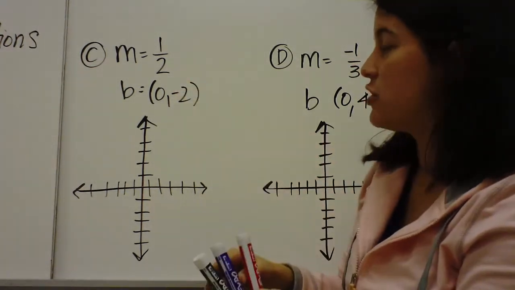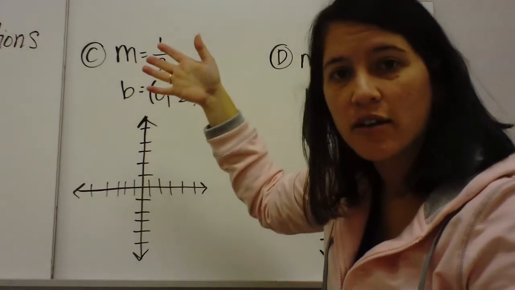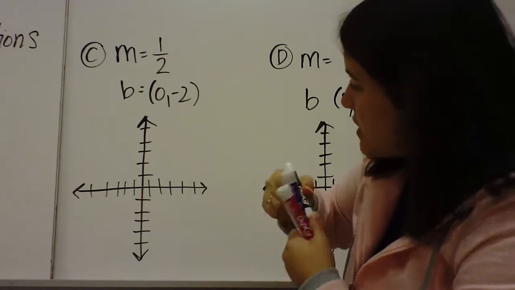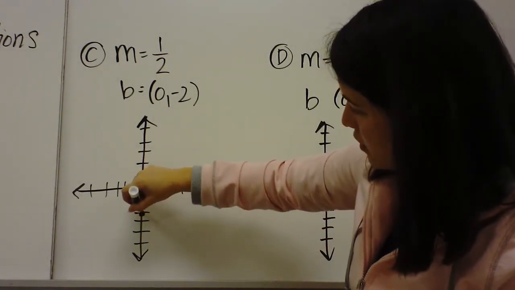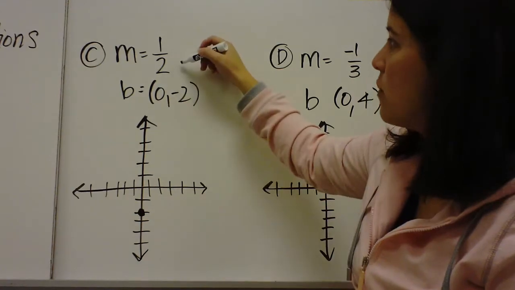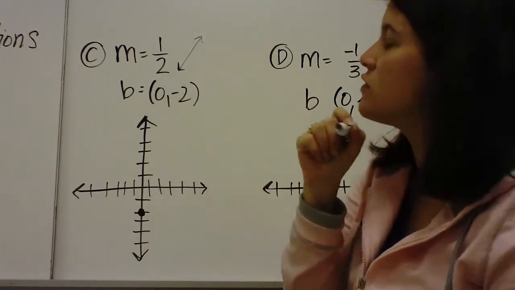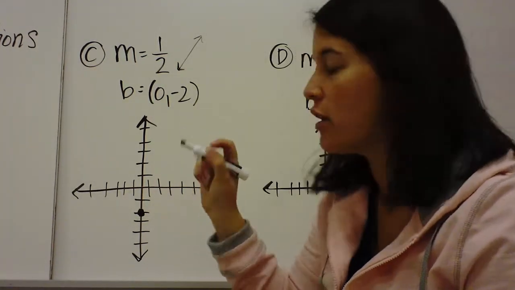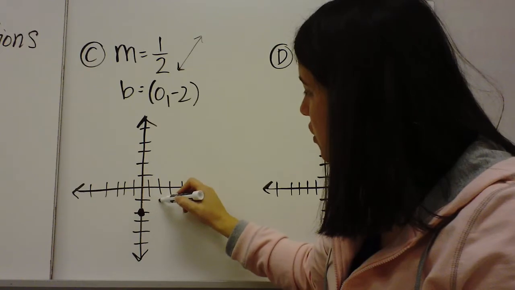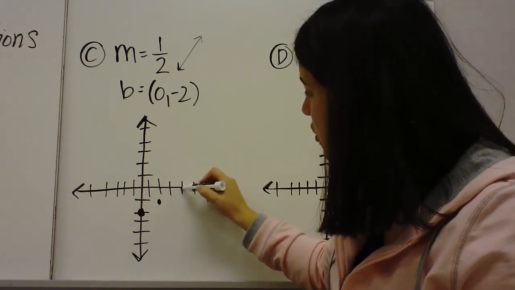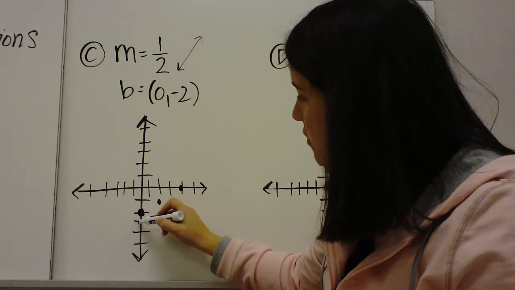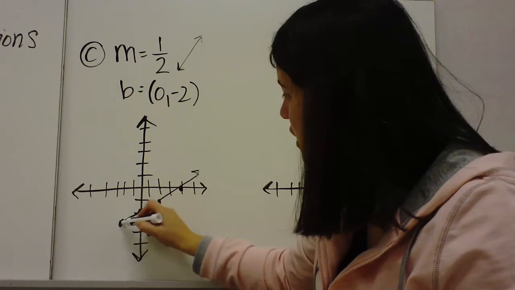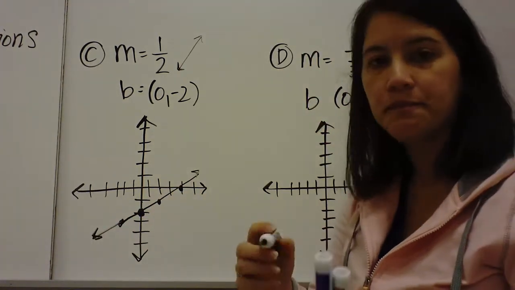So m is 1/2, which means it's already in a fraction, rise over run, and b is negative 2. So since it's negative, that means we need to go down 2. And our slope is positive, so we want to go in a positive direction. That helps us count. So our slope is 1/2, so that means up 1 over 2, up 1 over 2. Or you could go the other way, down 1 over 2. If you wanted a dot on both sides, we connect. And there is our line.